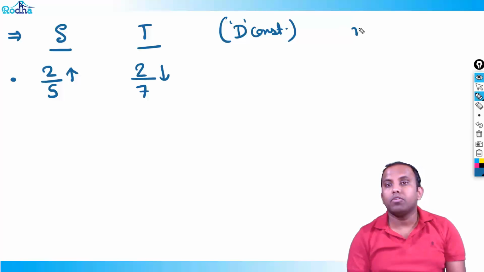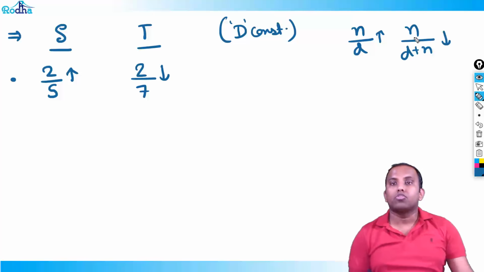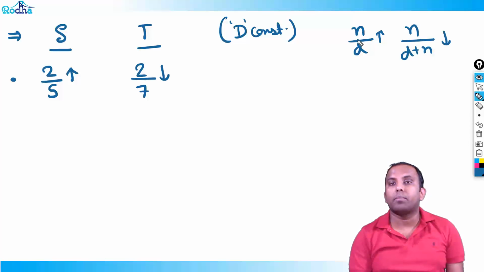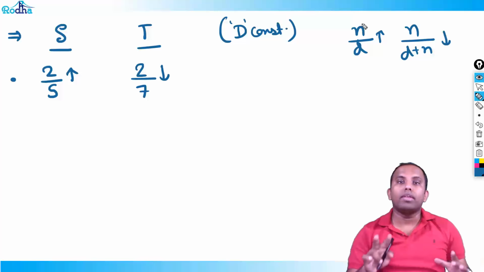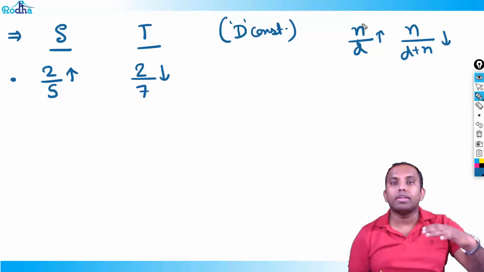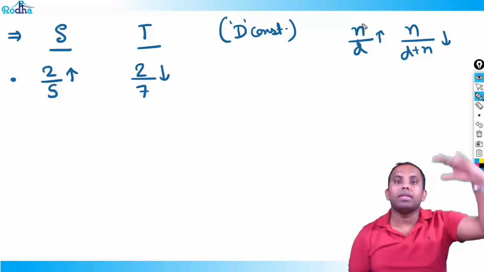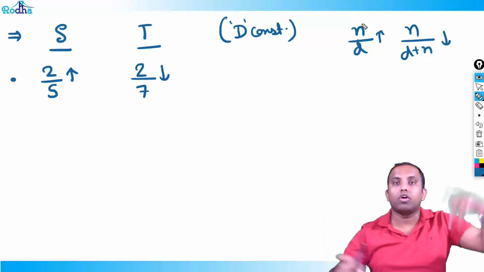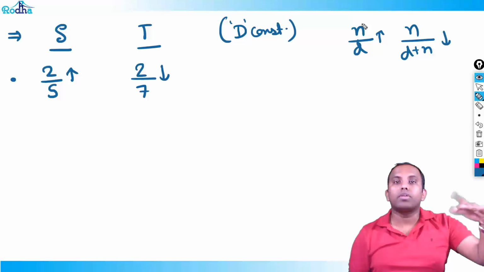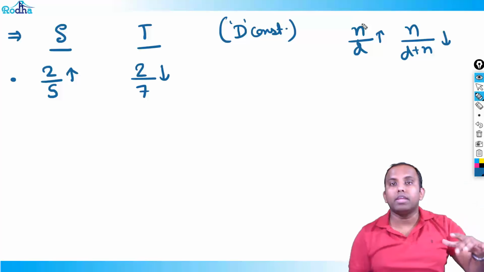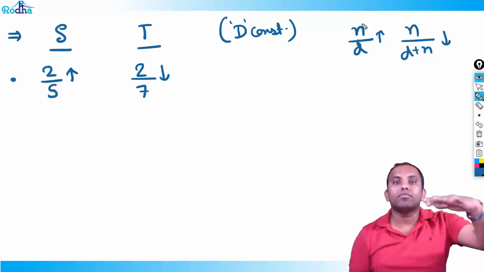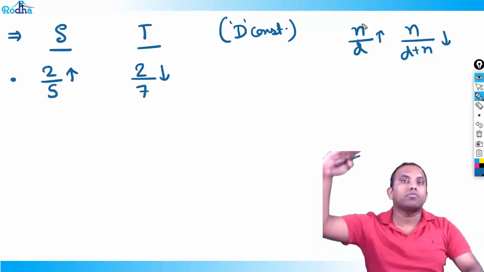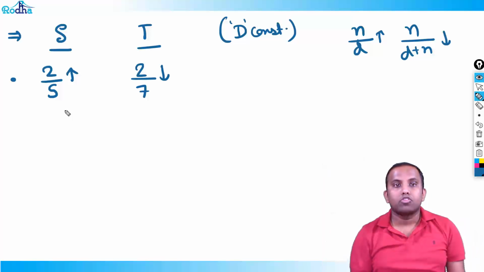Okay. So always remember, one quantity is increasing by n by d, other has to decrease by n by d plus n, or vice versa, right? I'm not fixing which quantity; it depends which quantity is increasing. When two quantities are inversely proportional, if any one of them increases by n by d, the other will decrease by n by d plus n, or vice versa. That means if one decreases by n by d plus n, the other has to increase by n by d, right? So if speed increases by 2 by 5, time decreases by 2 by 7.